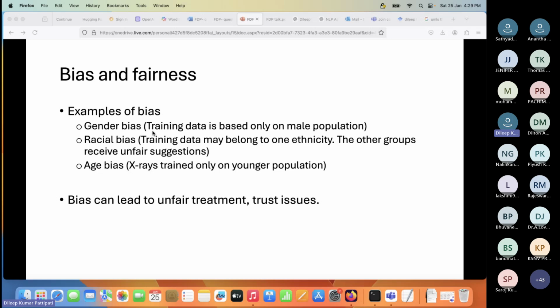If you train it only on one group, it will not work for the other group. It will give you a very biased result. It can lead to very unfair decisions, and trust issues will come up. So you need to ensure that proper fairness is maintained.